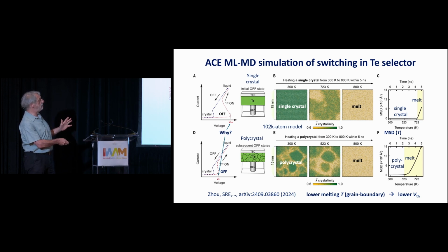So a lower melting temperature means you need a lower power, you need a lower threshold voltage in order to melt. So we believe that this transition from this high voltage to this low voltage is simply due to the fact that you have this grain boundary induced melting subsequently for all these states here.